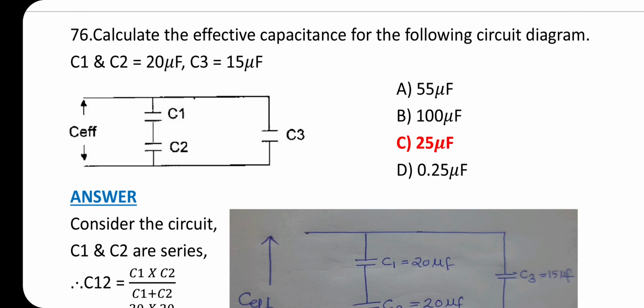76. Calculate the effective capacitance for the following circuit diagram. Given C1 and C2 are 20 microfarad and C3 is 15 microfarad. Answer is option C, 25 microfarad.